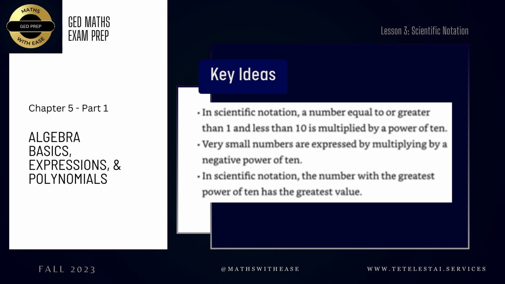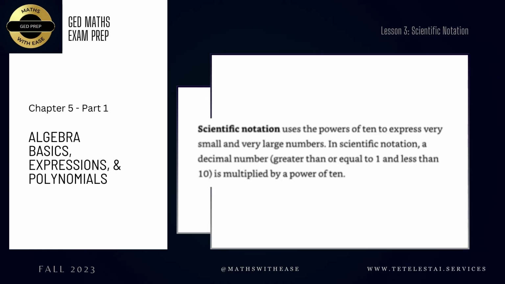For example, if you were comparing 3 raised to the power of 2 and 4 raised to the power of 9, because 4 has the greatest power, when you work out that exponent, the answer that you find will be the greatest number.